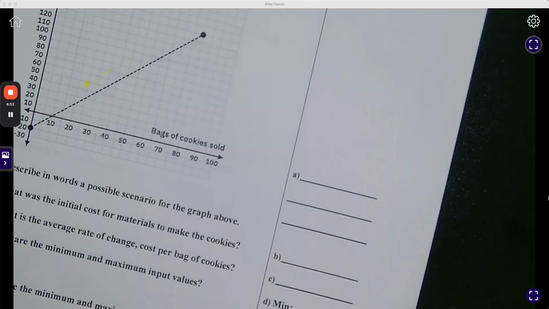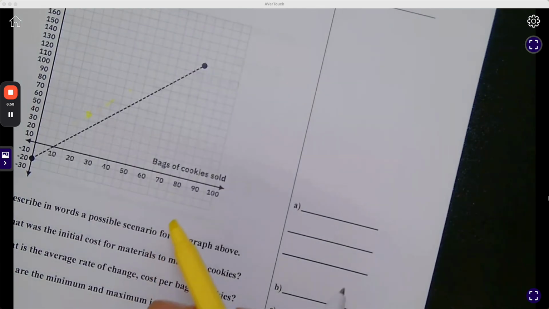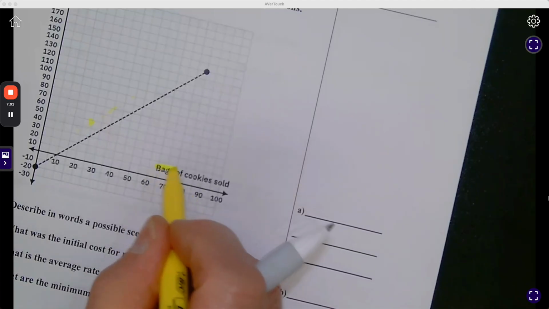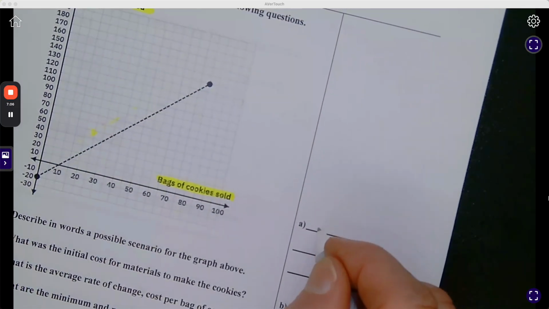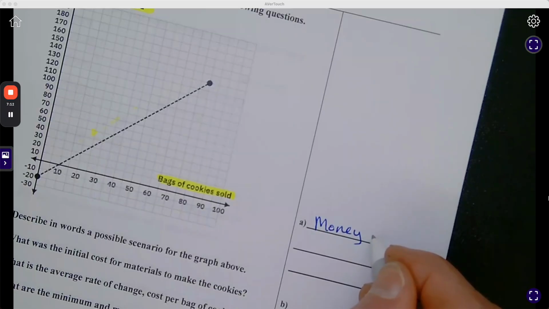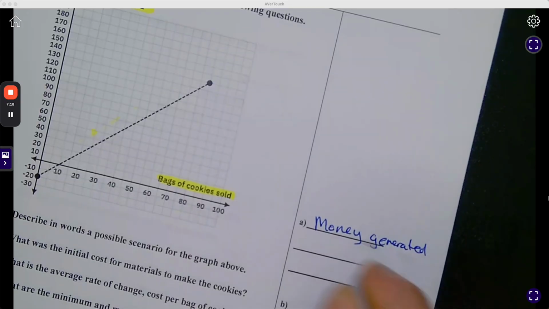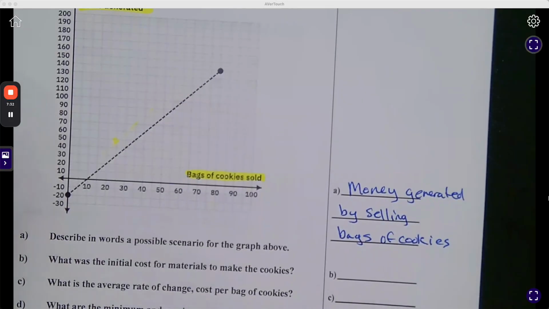Okay, now we got bags of cookies sold and profit generated. Describe in words a possible scenario. Well, we're talking about the input is number of bags of cookies sold. The output is the amount of money you generated. So it's money generated or profit generated, either one, by selling bags of cookies. That's it. And there's numerous ways to state this. Numerous. But you really want to look at the x and y and just put that in a sentence. All right, let's keep going.